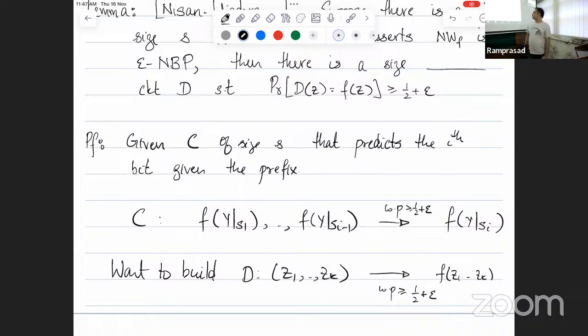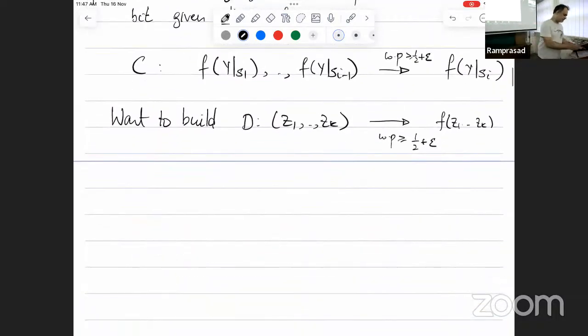Okay. So there is some type mismatch happening. C is something that works on just i bits. And this i could be anything. This i could be 1, this i could be n. I mean, you don't know which bit it's managing to predict. Whereas D is something that just takes k bits and is supposed to compute this thing. So we need to set up the stage correctly.